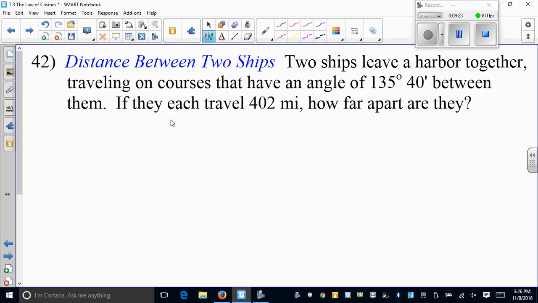So I'm going to use my lines, so I have nice straight lines. So I have a spot here, one ship went this way, another ship went this way, and we have a distance between them.